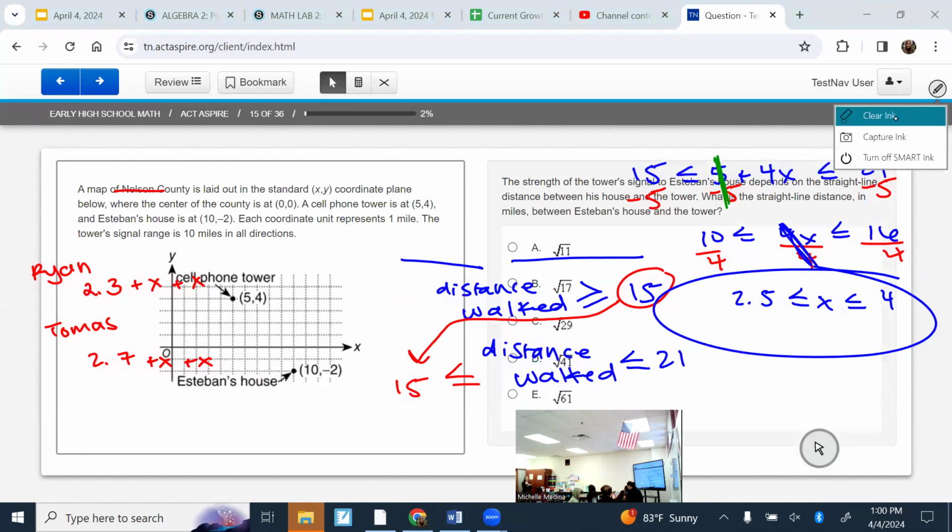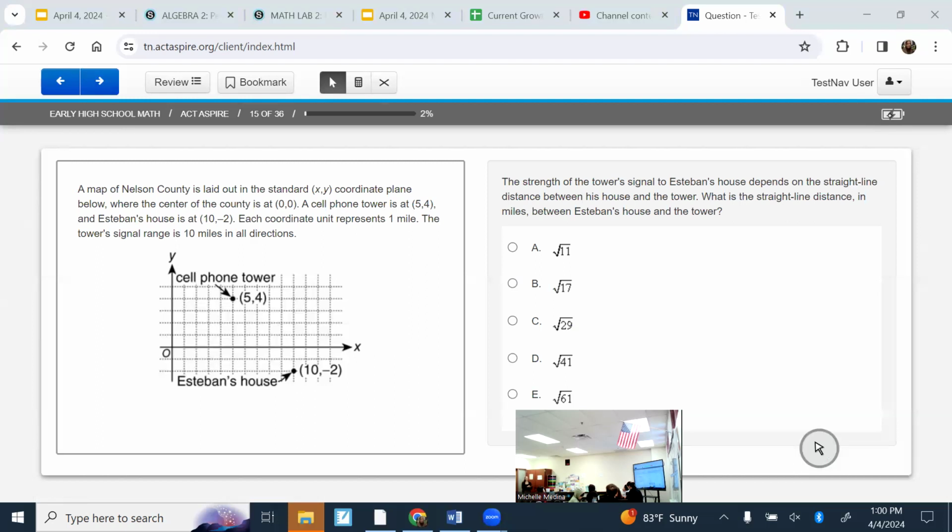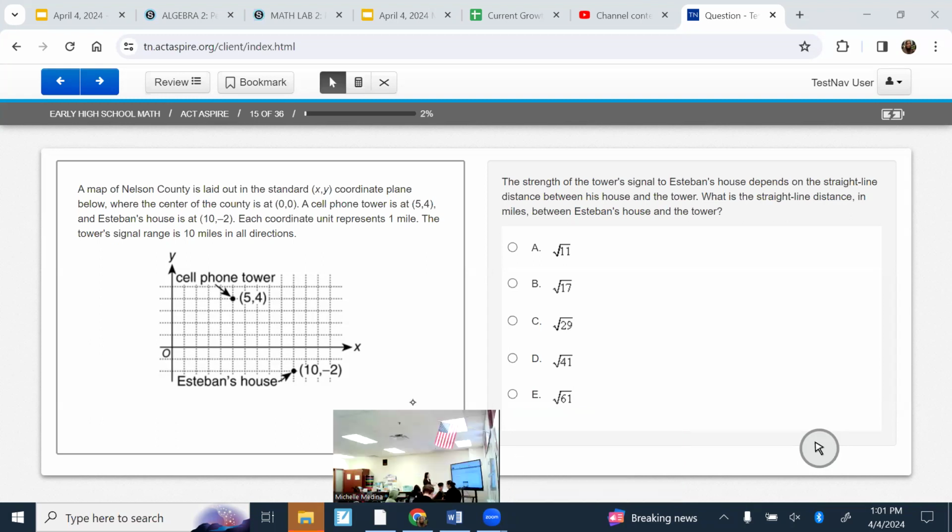Okay, so same situation as before. This is the same exact setup. They'll do that sometimes, like they'll say this goes with these 3 problems. So for number 15, it says the strength of the lower tower's signal to Esteban's house depends on the straight line distance between his house and the tower.